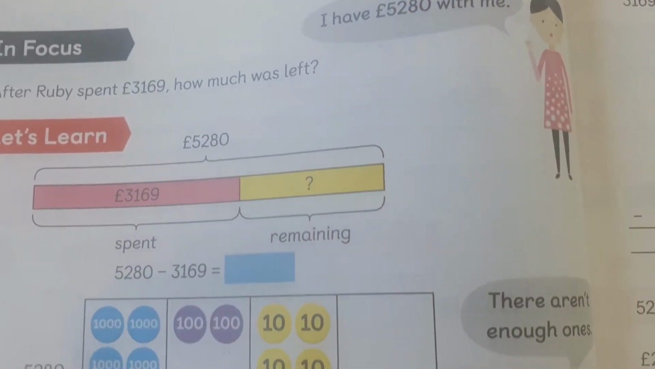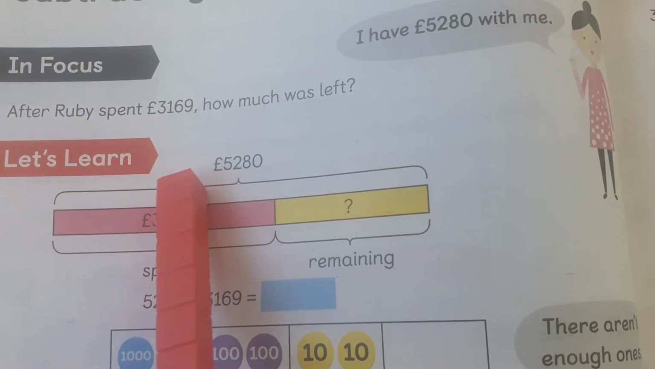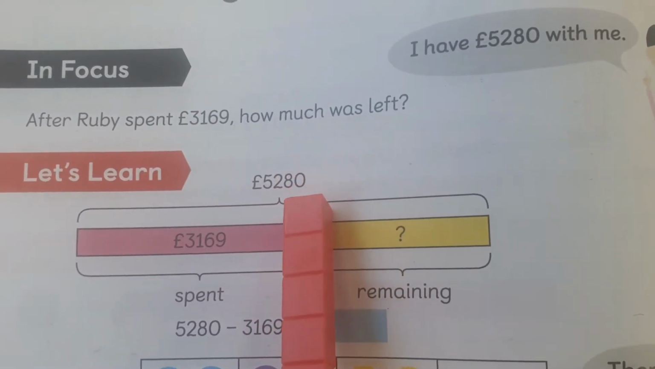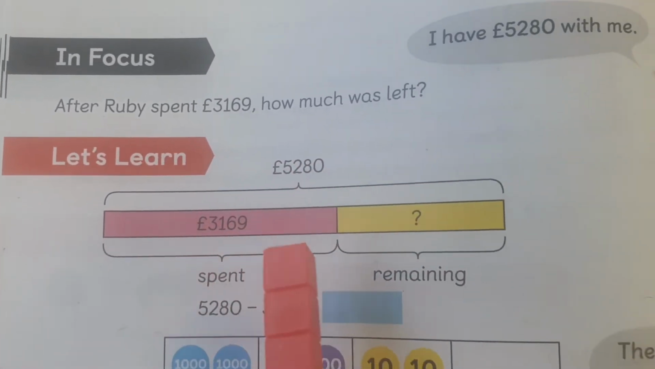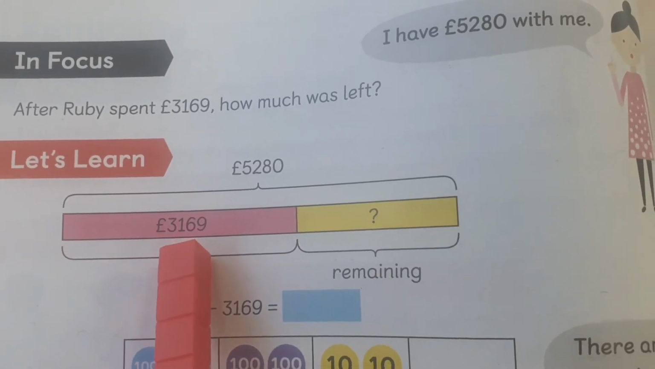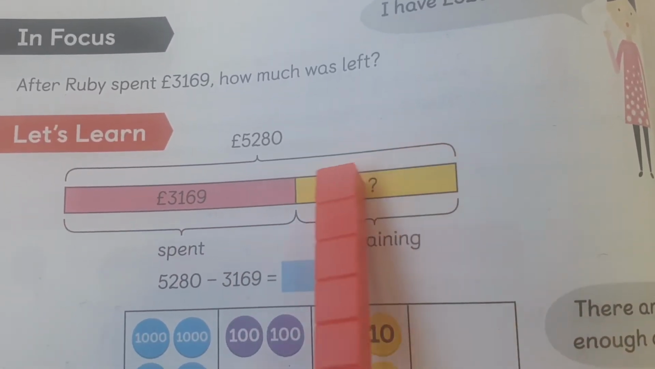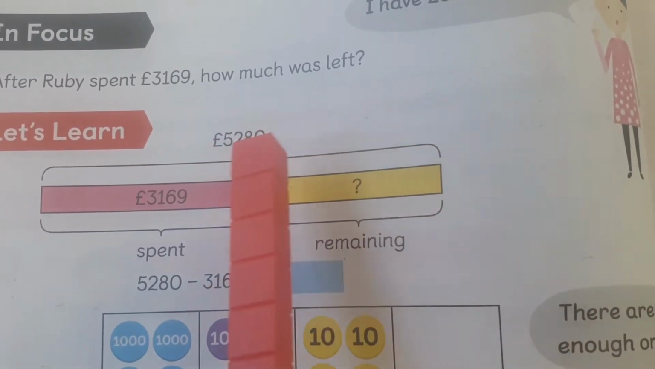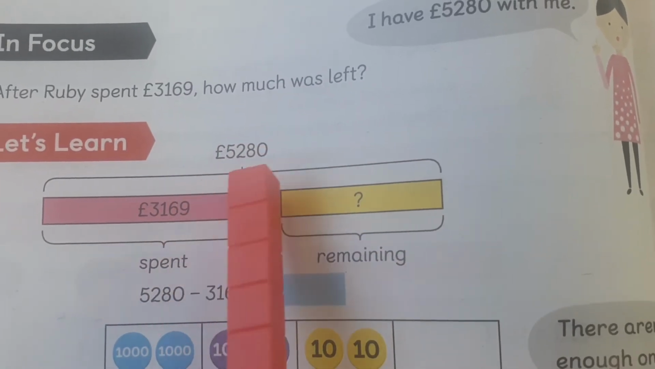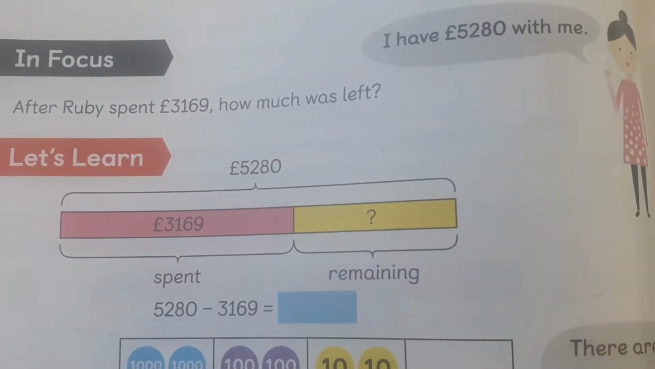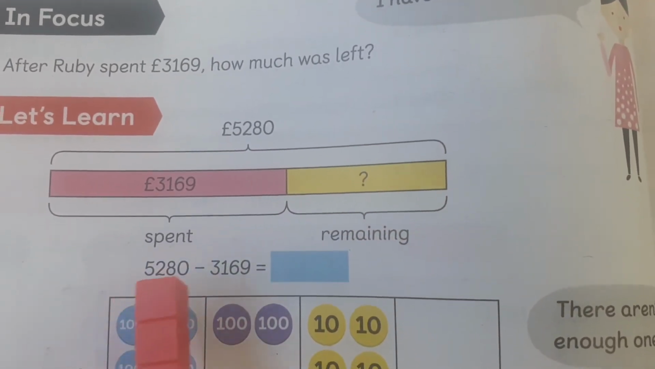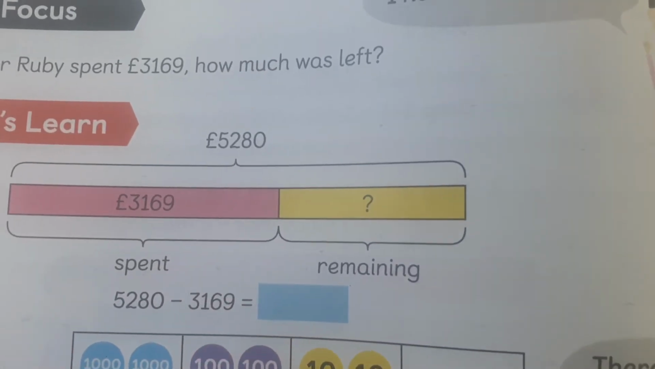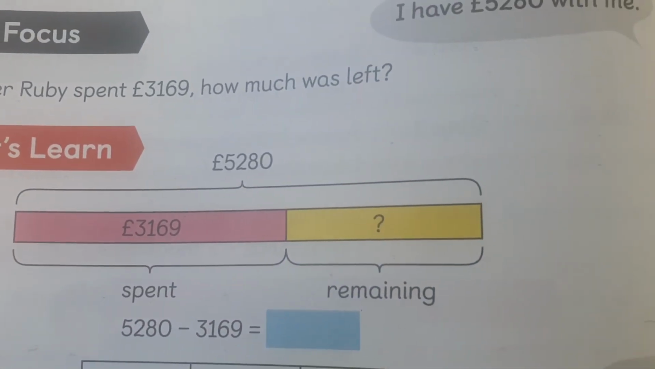Well, let's look at that as a bar model. So this is the amount of money she's got, £5,280. And this is how much she spent, 3,169. So we need to find out how much has she got left over. So what can we do with these two numbers? We obviously need to subtract, don't we? So there's our biggest number. That's how much she's got. And she's taking away how much she has spent. And there's our calculation. So how are we going to do that?